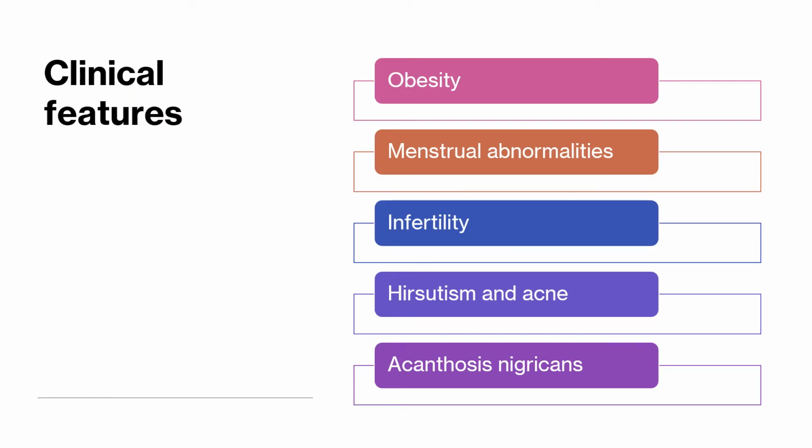Let's see the clinical features. Mainly obesity, especially central obesity, that means obesity at the abdomen. Mostly this will be there in the 19 to 25 years age group. And menstrual abnormalities like oligomenorrhea, amenorrhea, dysfunctional uterine bleeding. Infertility: obviously, if there is no ovulation, then it may cause infertility. Next is hirsutism and acne.